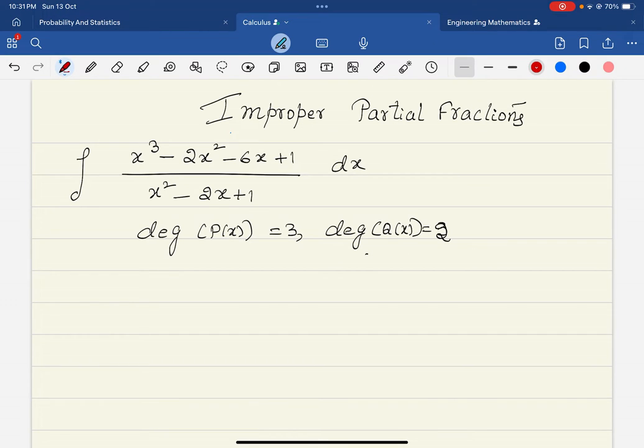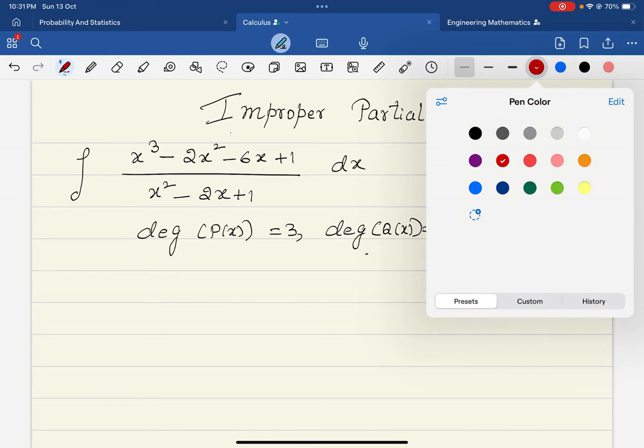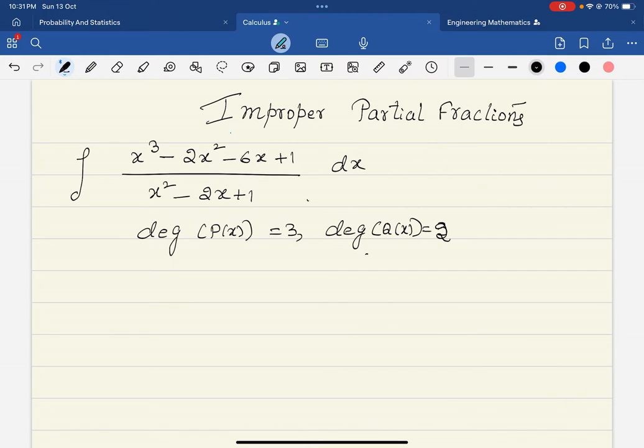Now, today's lecture, I am going to do the improper partial fractions. So, what is meant by an improper partial fraction? If the degree of the numerator, that is p of x, is more than the degree of the denominator q of x. Now, here you observe the degree of p of x, the numerator, is 3, and the degree of the denominator q of x is 2. So 3 is greater than 2, therefore it is the improper partial fraction.